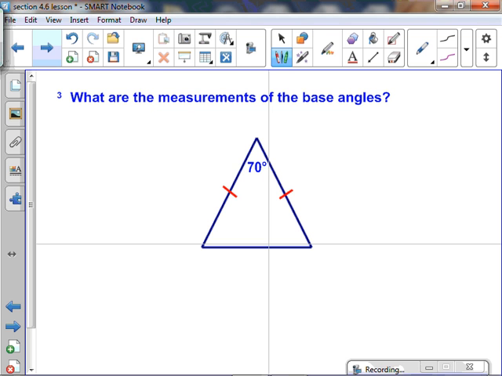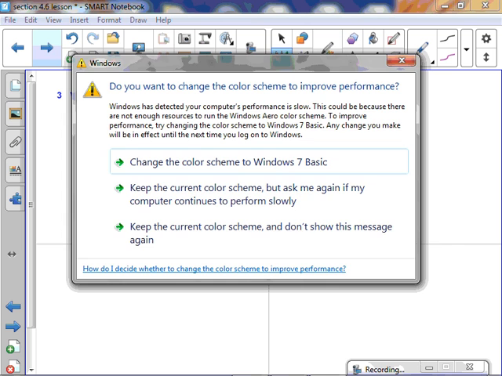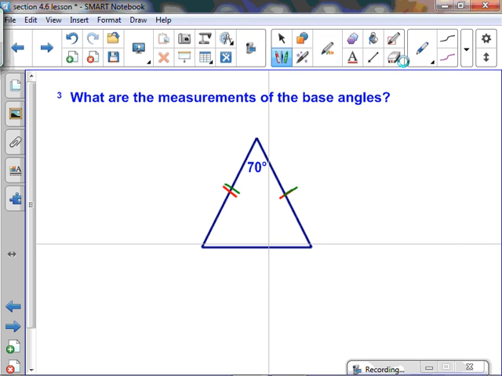Okay. What are the measurements of the base angles? Well, you've got these two sides here, making these two sides the legs, making the other side that is not yet accounted for right here the base. If this is the base, then you know that the two angles right next to it, this one here and this one here, must be congruent to each other by the base angles theorem.